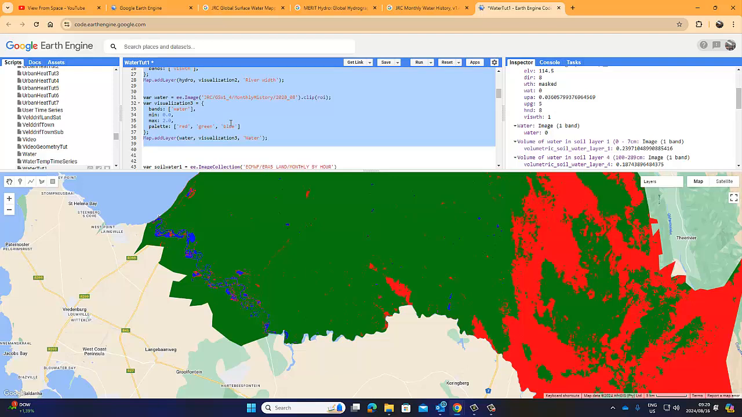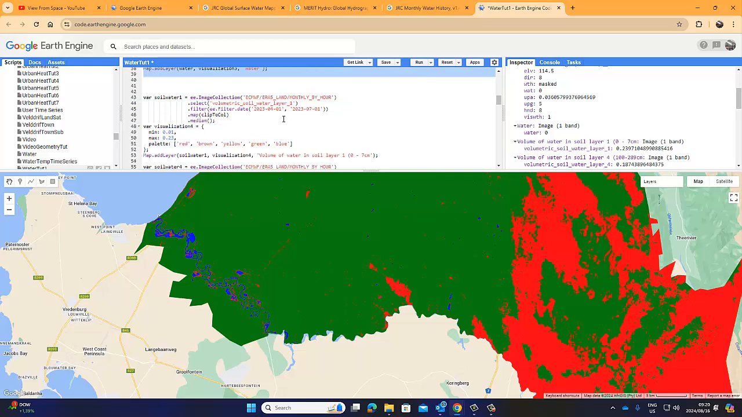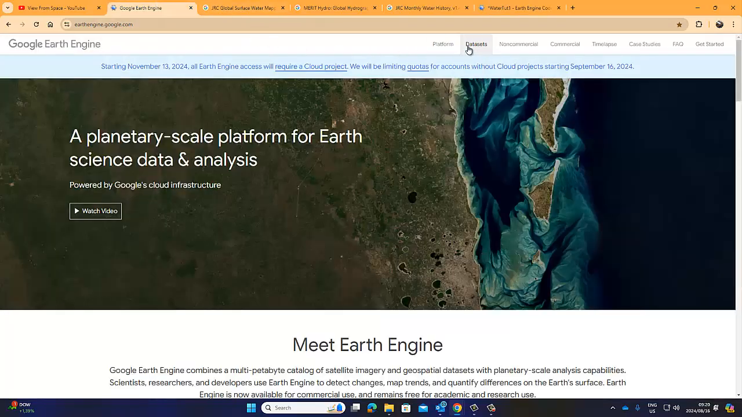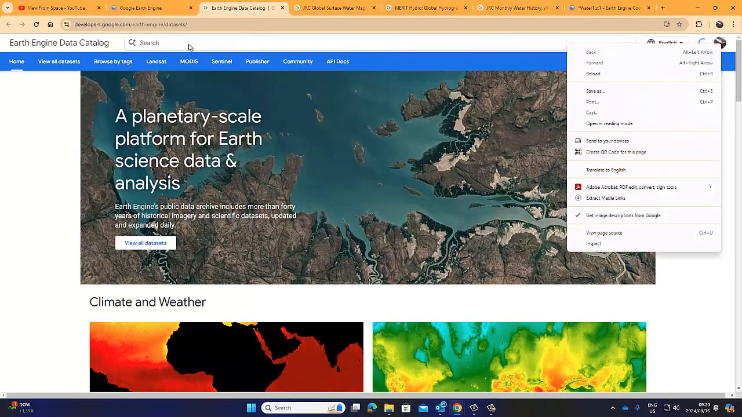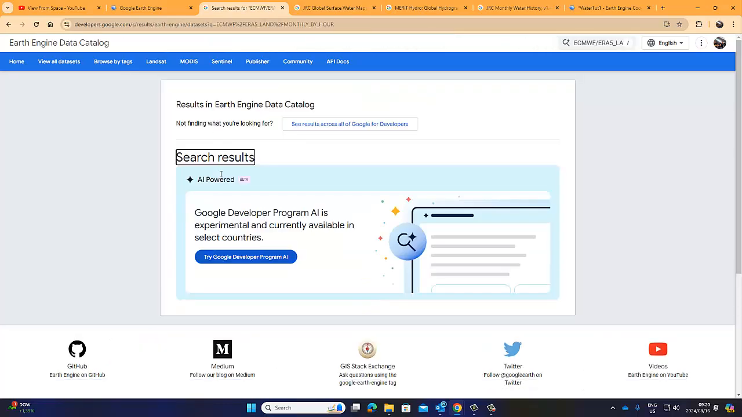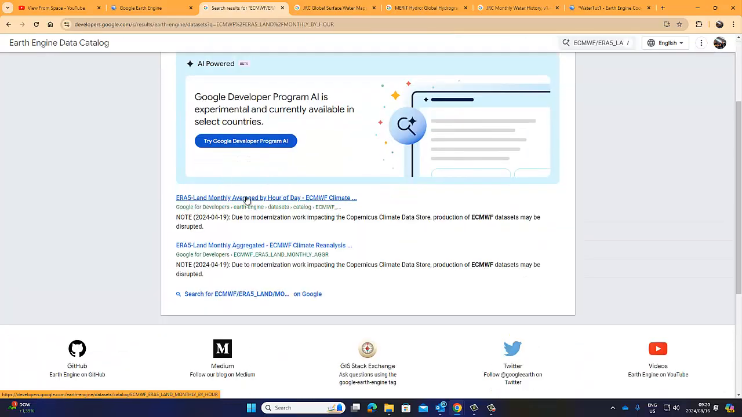Okay, so I think the next two is where we start getting interesting. This is where we start getting a little bit more, I think, towards the comment itself. So let's have a look at this specific data set. Okay, so we're going to go to Earth Engine, we're going to go to data sets, we will search for it, and there we go.